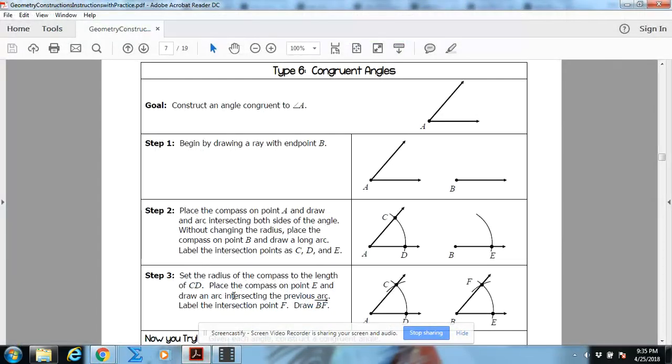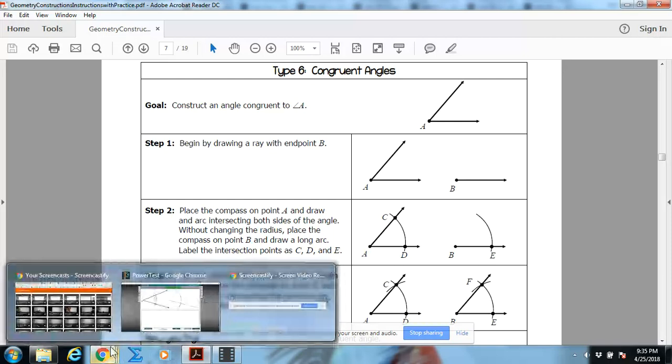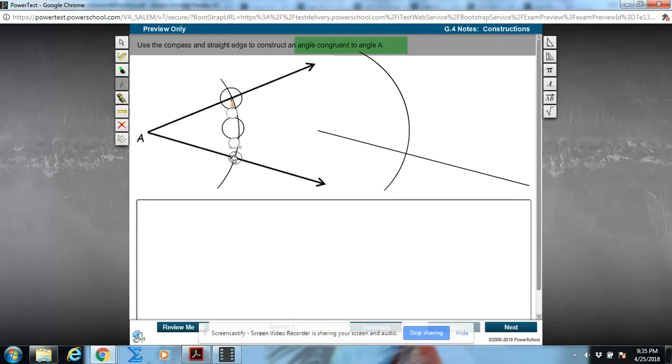Okay, now without changing that setting, place the compass on point E and draw an arc that intersects the previous one. So using that exact same setting, come on over and copy it to create a line of intersection.